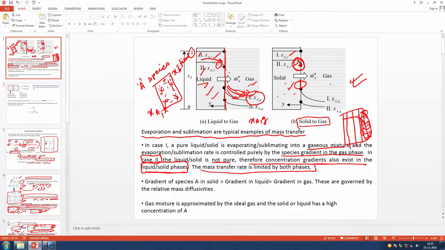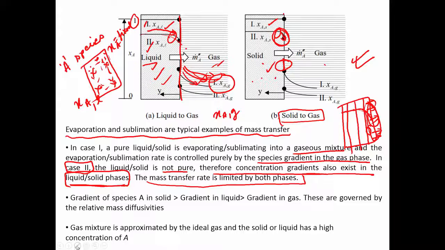One other thing is that the gradient of species A in the solid is greater than the gradient in liquids, and greater than the gradient in gas. This you will always observe. That is because these are governed by the relative mass diffusivities. The gas phase mass diffusivity is usually the highest, so the gradient will be the lowest, because it has to match the flux.